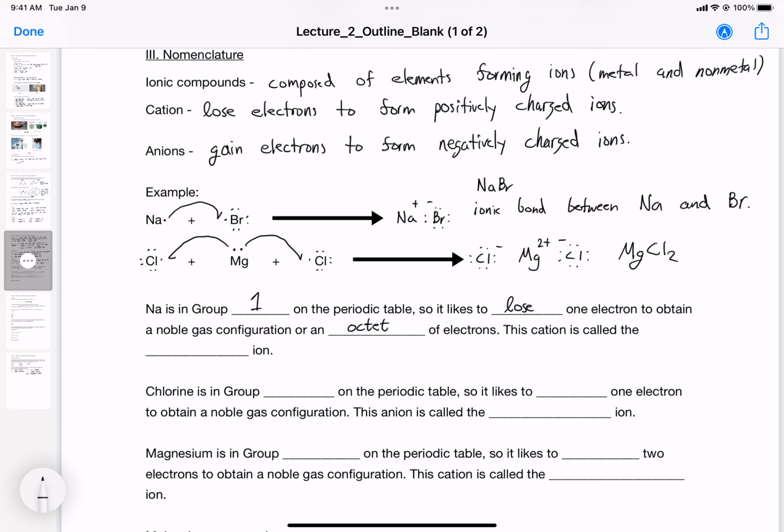So this cation is called the sodium ion. For cations, we just label the name of the atom and just write ion at the end. So this is the sodium ion. Okay. Chlorine is in group 7 on the periodic table, so let's write 7 there. And so it likes to gain 1 electron to obtain a noble gas configuration. So we call this anion the chloride anion.